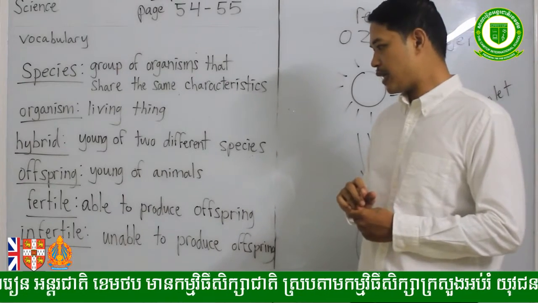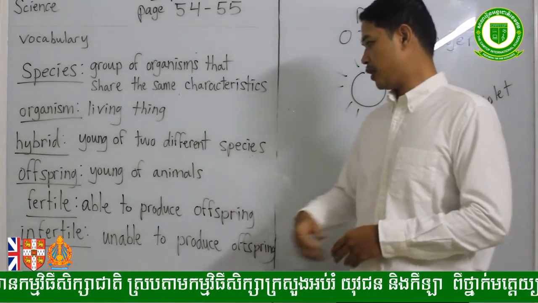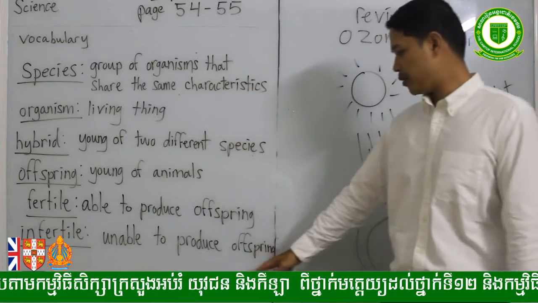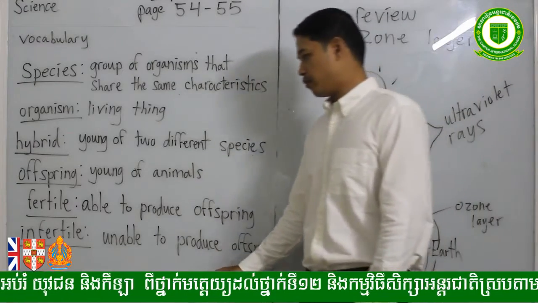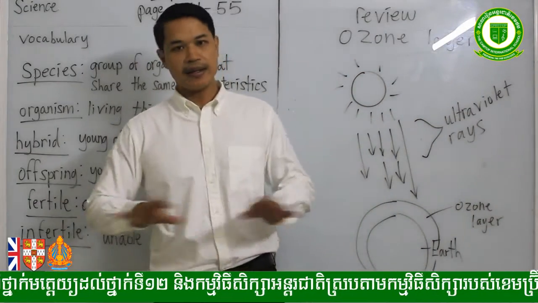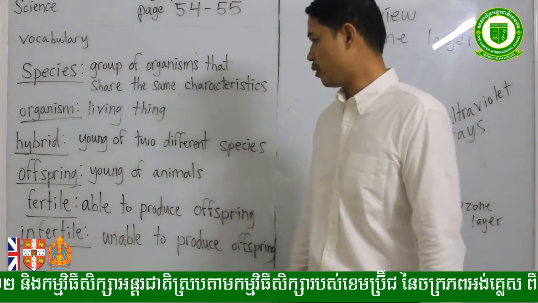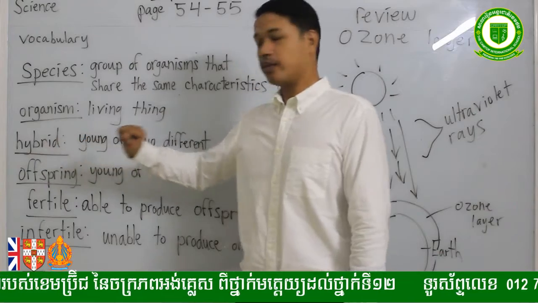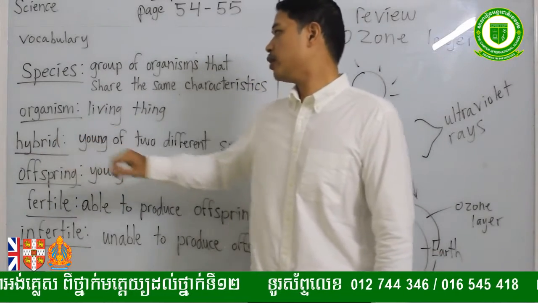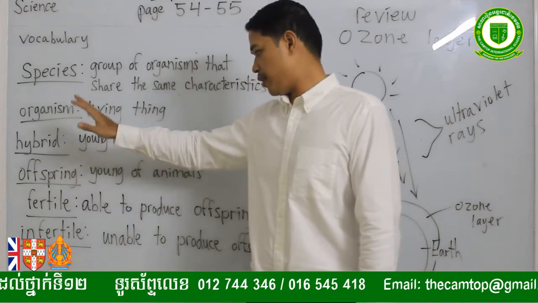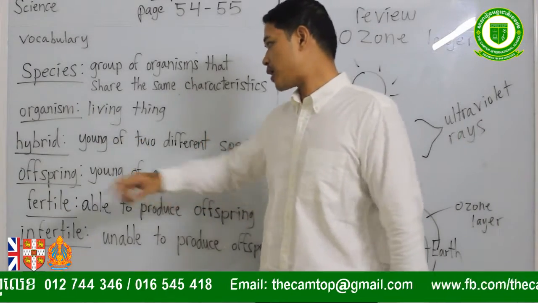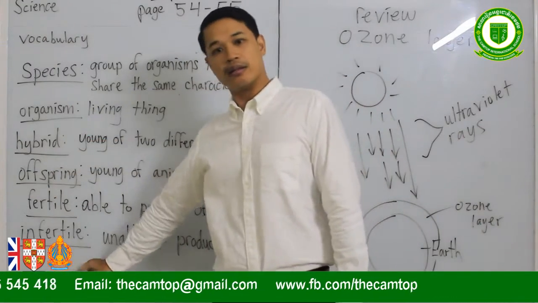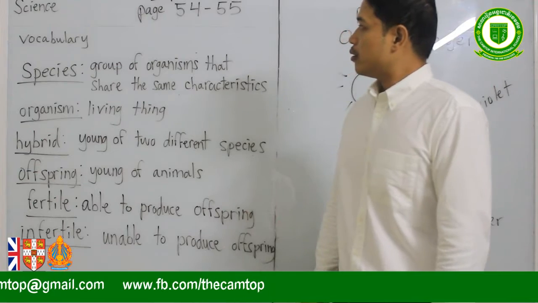Alright, so infertile is when an animal is unable to produce offspring. So when an animal cannot make babies. A lot of times hybrid animals cannot produce babies. So a lot of times hybrids are infertile.